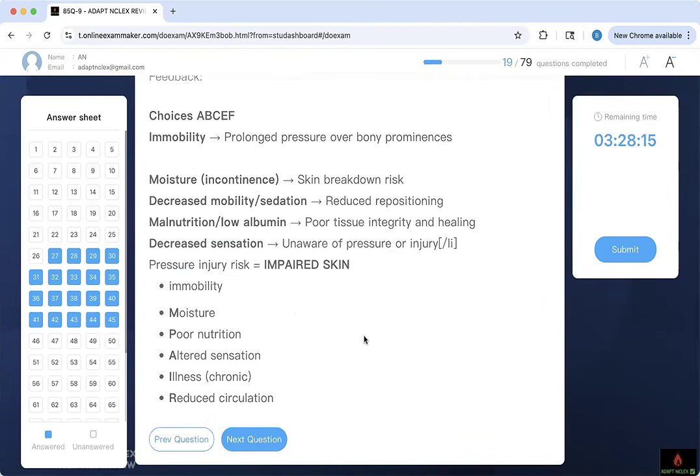And the best way to memorize them, I call them IMPAIRED, right? I is immobility. M, moisture of the skin. Poor nutrition is a bad problem. Altered sensation. They don't feel anything. Chronic illness, more likely to do that. And if there's decreased circulation, like a PAD problem, these are the things that will cause pressure injury. Know them, write them down, pay attention to them, and memorize them. If you see a question, that's how you can classify them.